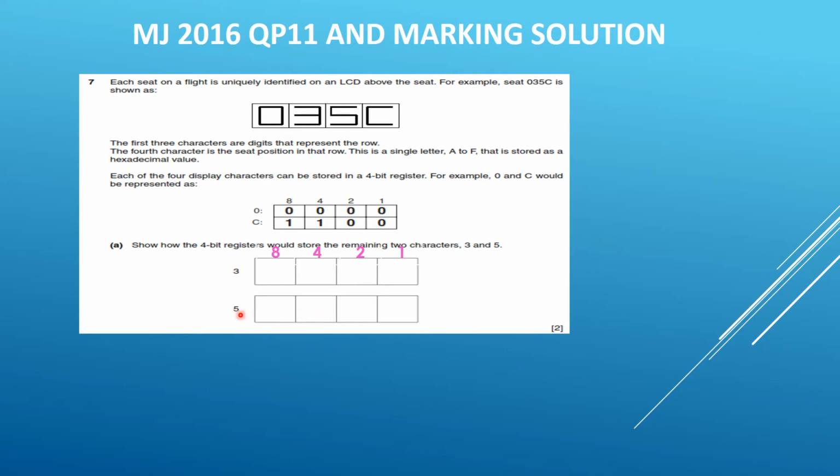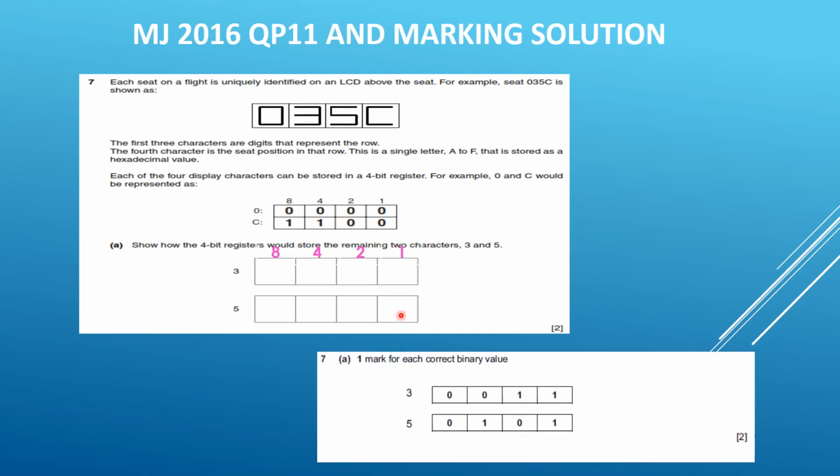To get 5, we will put 1 under the binary notation 4, and we will put 1 under the binary notation 1. This is how you're going to get the value equivalent to 5. So let's see now the answer. 3 in binary notation is equivalent to 0011, and 5 is equivalent to 0101. So this is how you can easily comprehend the example given in the question and solve the question easily.